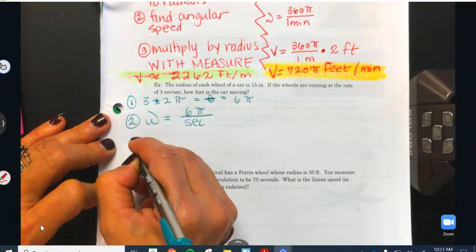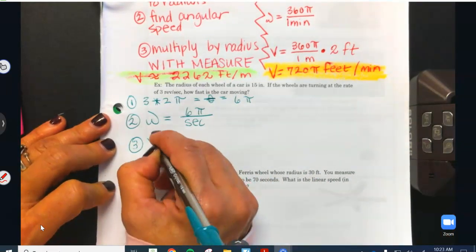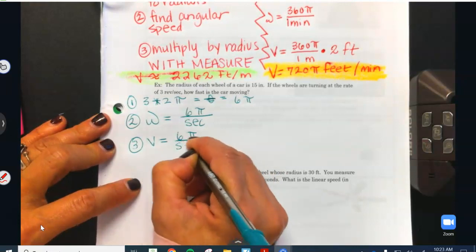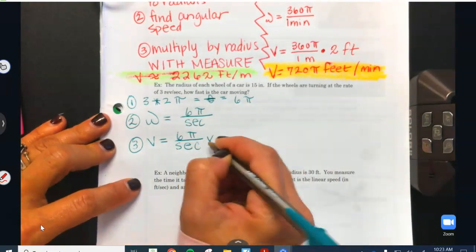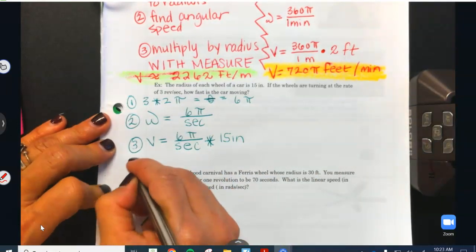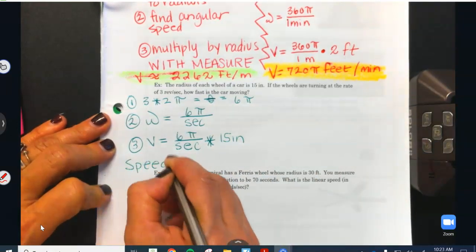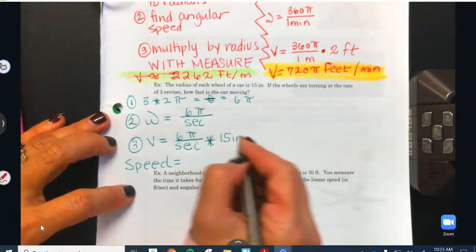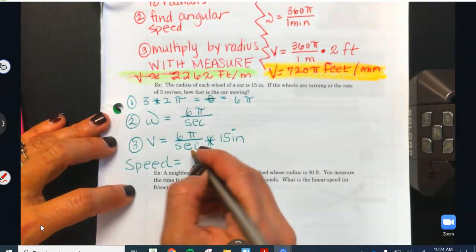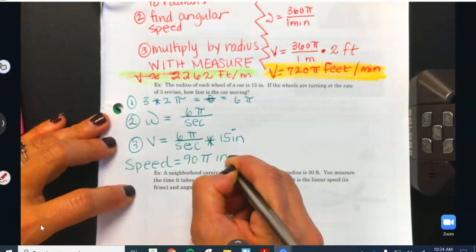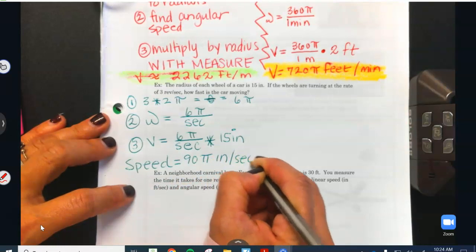Okay, let's find the velocity. That's going to be 6 pi per second times the radius of 15 inches. So the exact speed is, let's see, 15 times 6. Go ahead and multiply those numbers together. So that's going to be 90 pi inches per second.